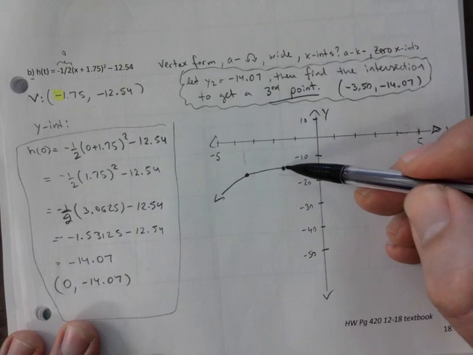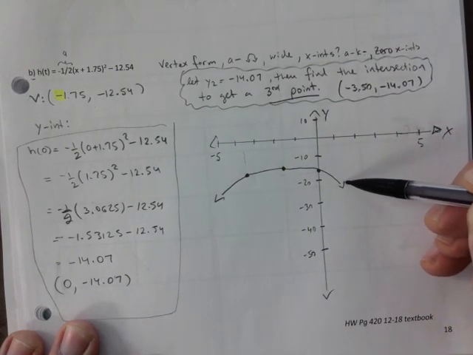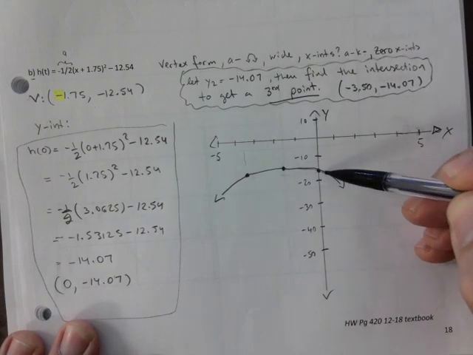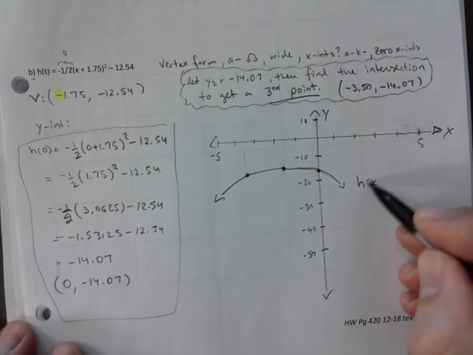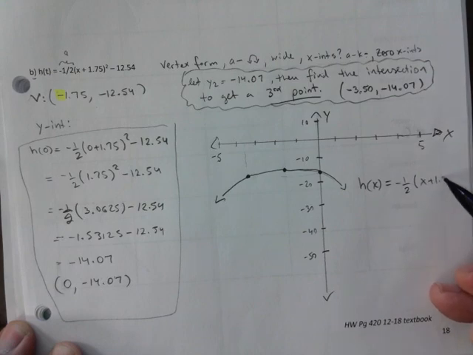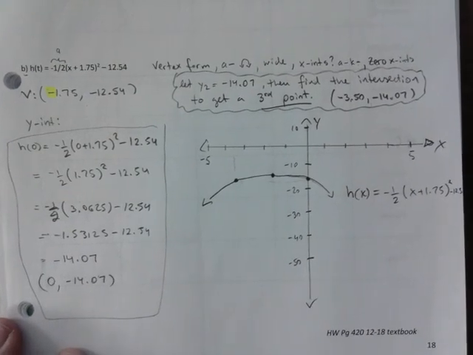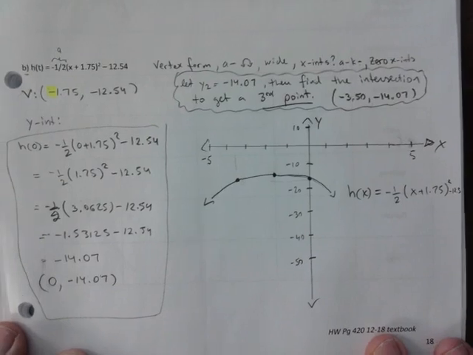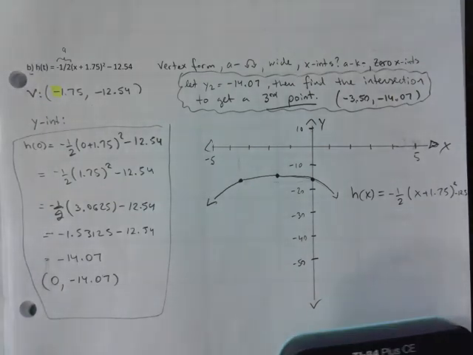And we know this is a wide parabola, right? And that's as good as it gets. This should actually be h of x. And I wrote down the equation as well. So use your skills, use whatever works to make this graph happen.